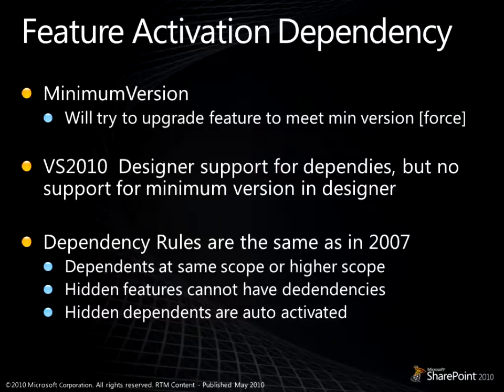Dependencies only work if they have been defined in a feature which has the same scope or is one level higher. For example, a web, as in site scope, feature has a dependency on a site collection feature. Hidden features cannot have dependencies. And if the dependent feature is hidden, it will be automatically activated.